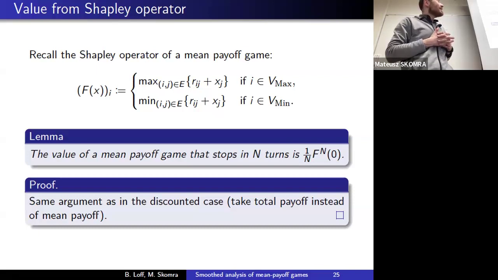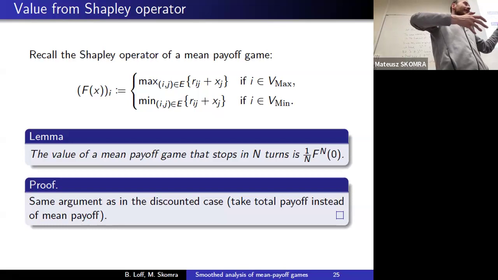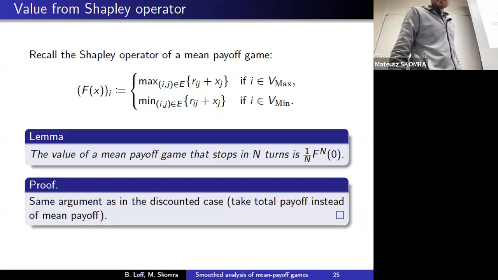Now I claim that the value of the mean payoff game that starts in n turns is exactly the nth iterate of this. You can divide by n if you want the average payoff, but if you want the total payoff, you don't divide by n. The proof is the same as in the discounted case, the same dynamic programming argument. You know what is going to happen in n minus one turns, so you just take the edge that gives you a maximum or a minimum, and this is how you maximize the total payoff. In the finite case, maximizing average and total is the same, because it's just a factor of n. So it's the payoff of the n-turn game.